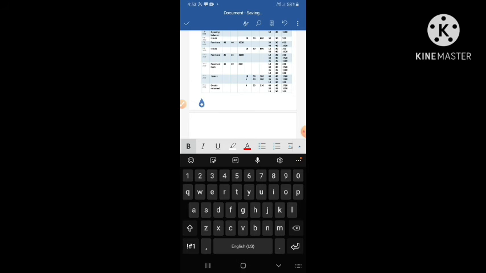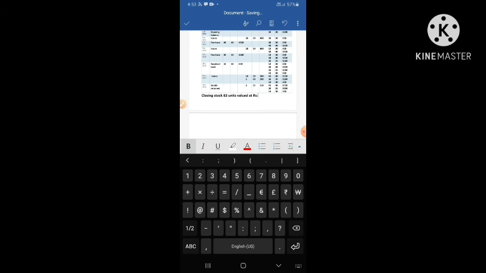We want to write closing stock: 83 units valued at rupees 3070.